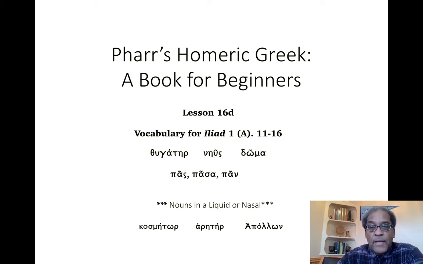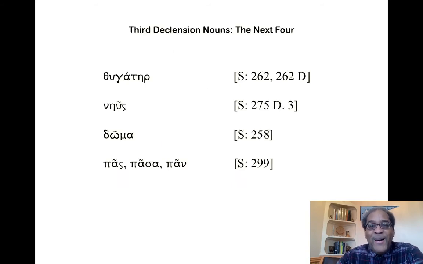This will include θυγάτηρ, ναῦς, δῶμα, πᾶς, πᾶσα, πᾶν, κοσμήτωρ, ἀρητήρ, and Ἀπόλλων-ος. Our wonderful God. Okay, here are the main sections we'll be dealing with. These are the nouns that Farr emphasizes, but we'll go into all the nouns considered in this list of vocabulary.